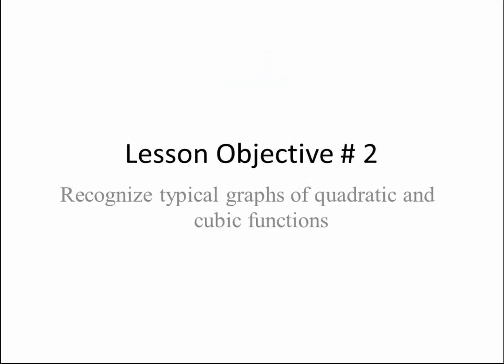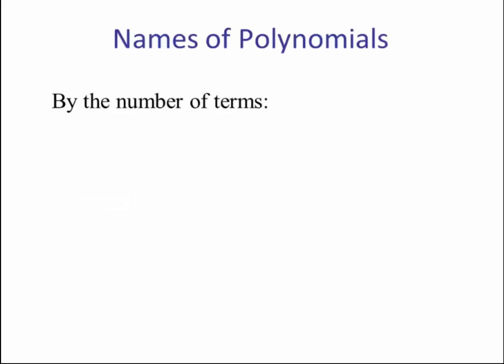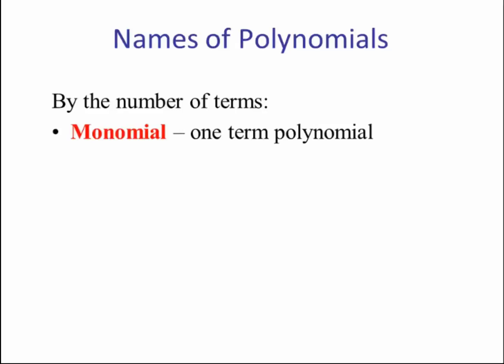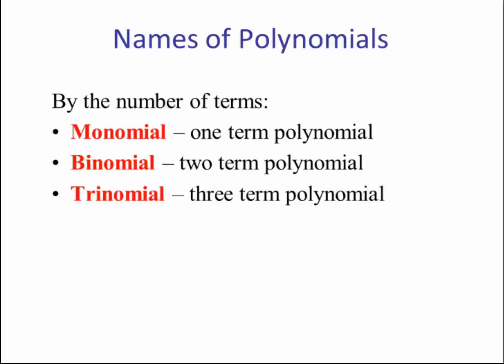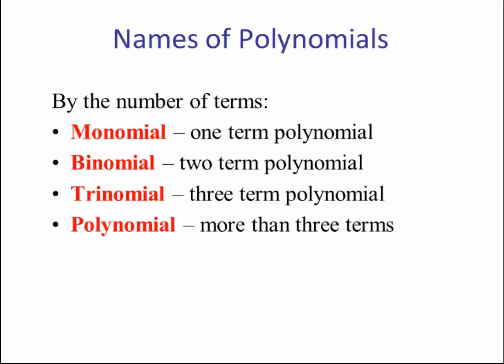Lesson objective: recognize the typical graphs of quadratic and cubic functions. Names of polynomials. There are different ways to name polynomials. If we name the polynomial by the number of terms, a monomial is a 1-term polynomial. Binomial is a polynomial with 2 terms. Trinomial is a polynomial with 3 terms. And if it has more than 3 terms, we just call it a polynomial.